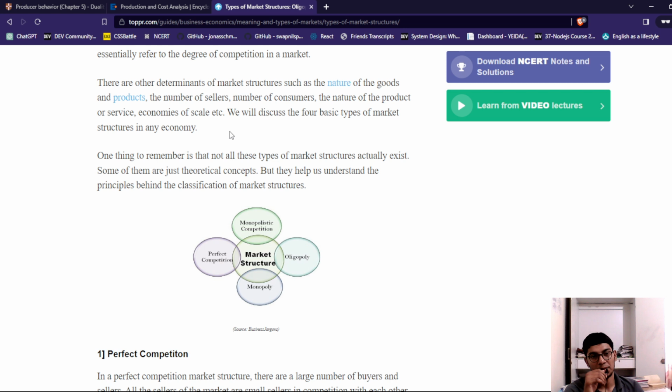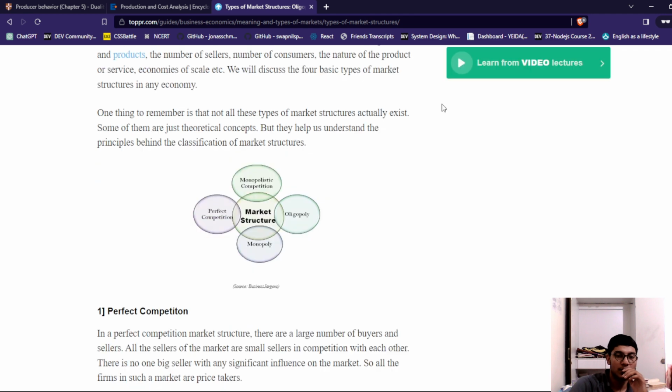One thing to remember is that not all types of market structure actually exist. Some of them are just theoretical concepts, but they help to understand the principle behind the classification of market structure.